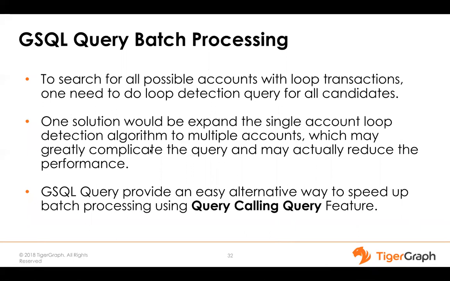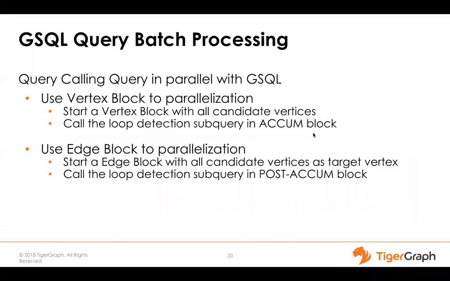This actually completes your algorithms. And because of all those additional complex accumulators, they may actually reduce your performance. That's from our own experience when we deal with single query and multiple query. So for GSQL, we actually have an alternative way to speed up batch processing. We call it the query calling query feature. So let's look at what that is.